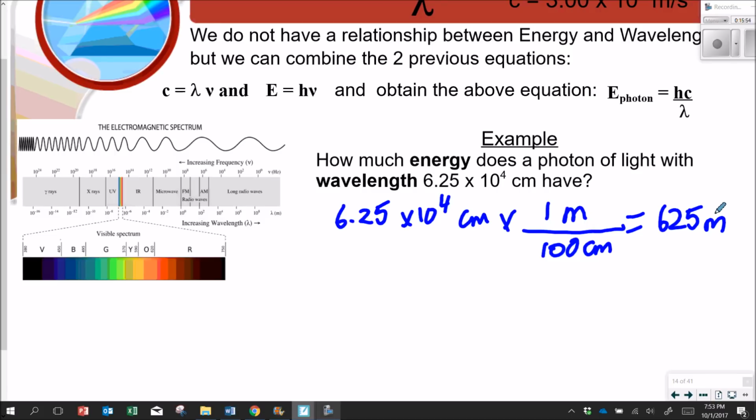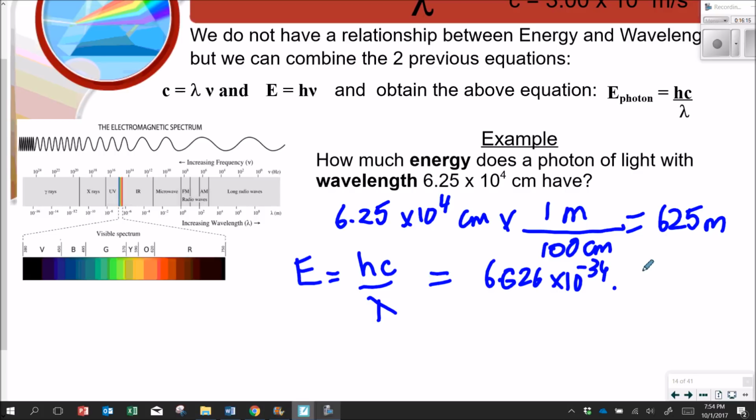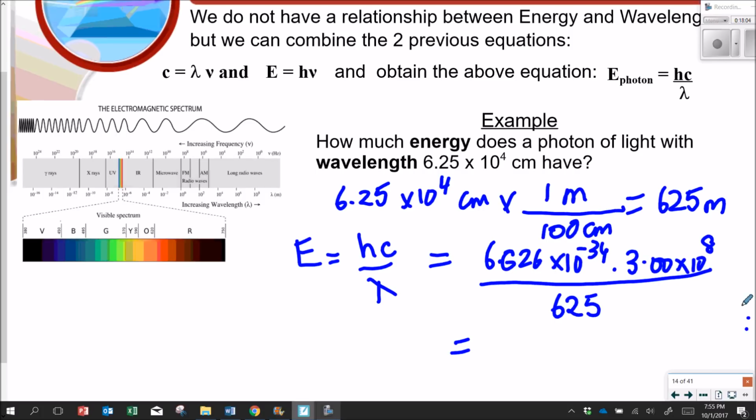Now I have my wavelength in meters. So I write my equation. E equals hc over lambda, which is the wavelength. And I can plug in my numbers. So I have h as Planck's constant, 6.626 times 10 to the negative 34, multiplied by c, which is the speed of light, 3.00 times 10 to the 8, divided by the wavelength, which is 625 meters.